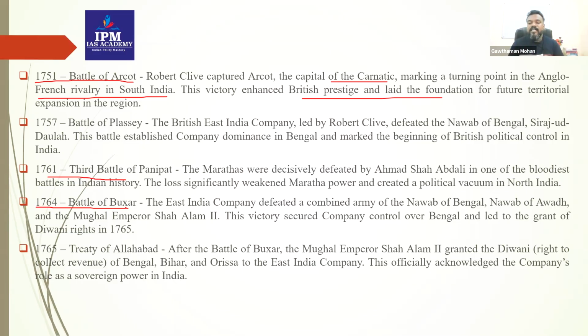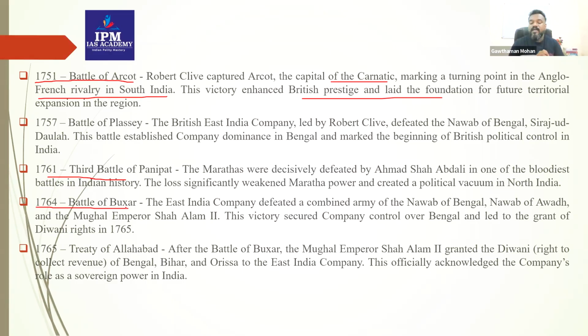On one side, you could see the Nawab of Bengal, the Nawab of Awadh, and the Mughal Emperor Shah Alam II, and on the other side, you could see the British East India Company. But unfortunately, the Indian forces were defeated. 1764. Now, 1765, the Treaty of Allahabad.